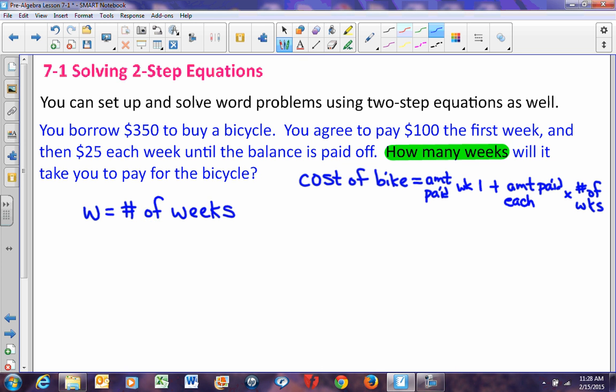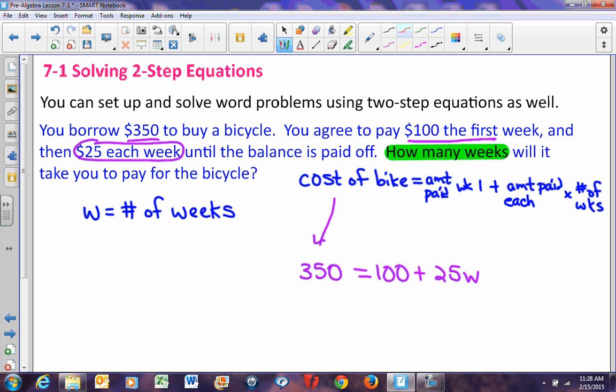So I need to set up my equation based upon that. The cost of my bike, if you look back at your problem, was $350. So the cost of my bike, that goes to $350. And then the amount I paid the first week, well, right here it says I paid $100 the first week, so that's going to be $100 plus the amount I pay each week times the number of weeks. I'm going to pay $25 each week until the bike is paid off. So that's going to be 25 times the number of weeks. I don't know how many weeks that's going to be before I pay it off.